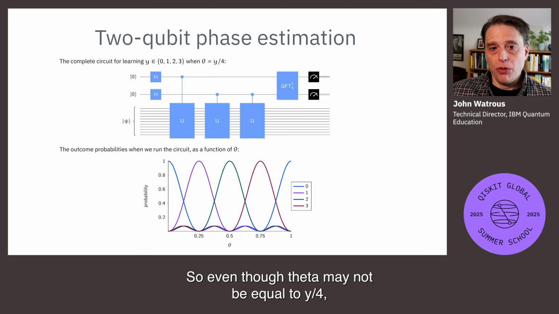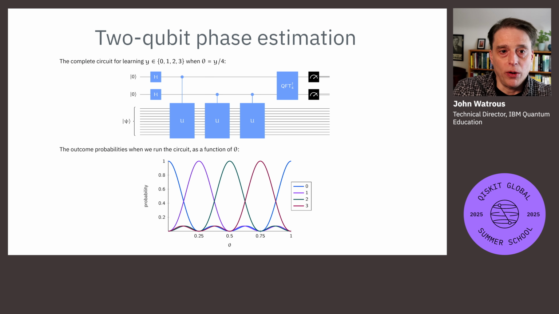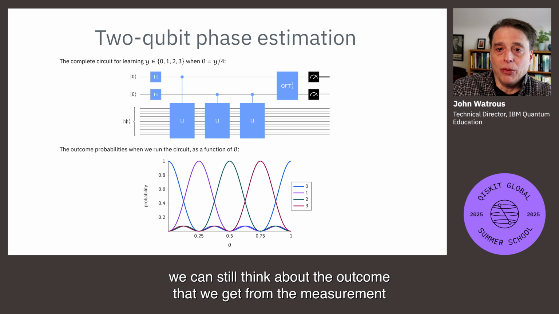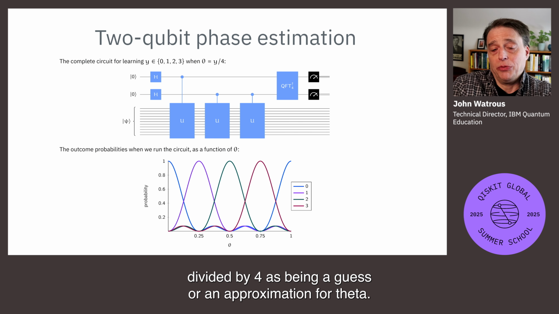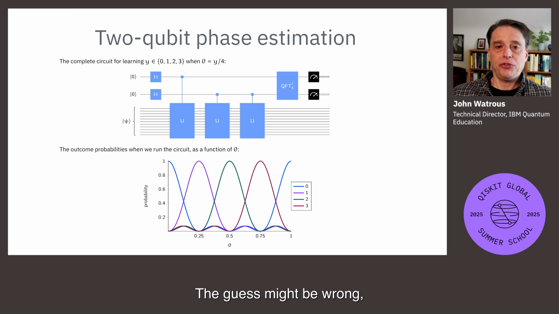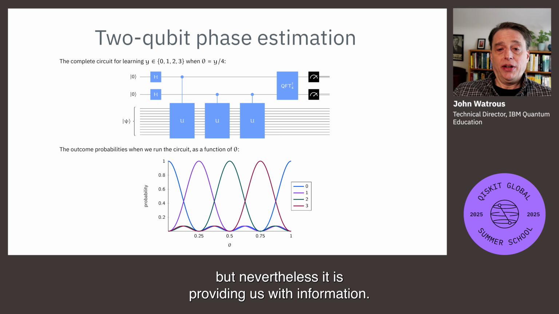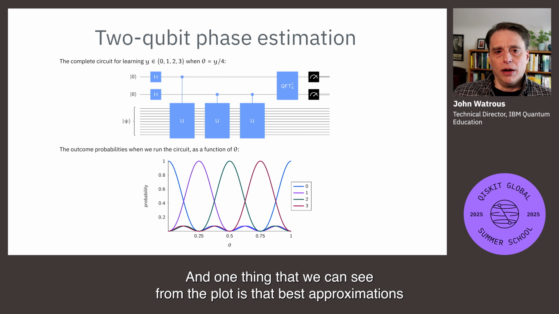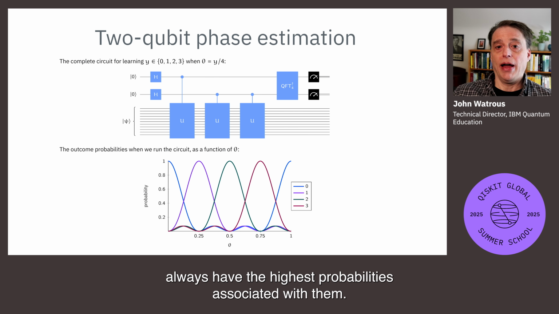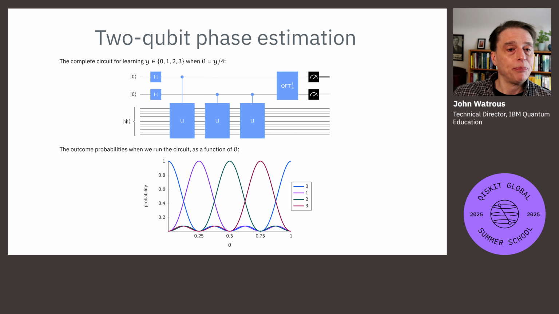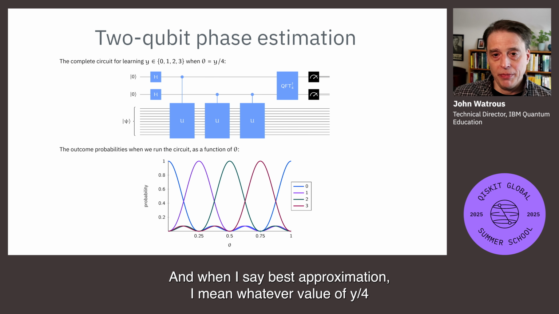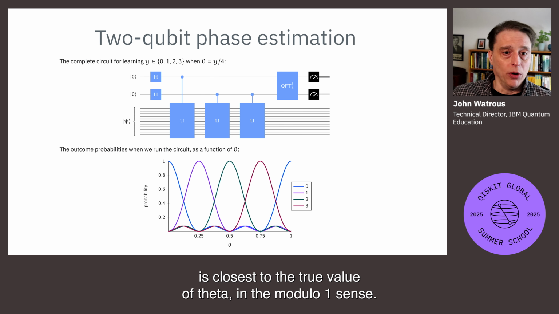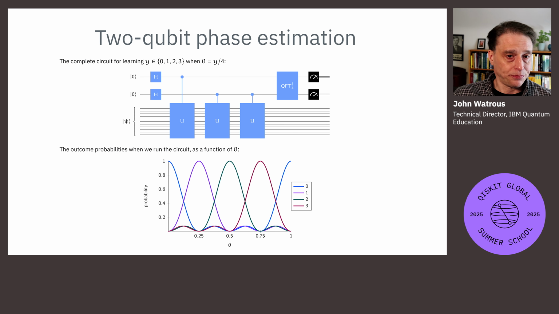So even though theta may not be equal to y/4, we can still think about the outcome that we get from the measurements divided by 4 as being a guess or an approximation for theta. The guess might be wrong, but nevertheless it is providing us with information. And one thing that we can see from the plot is that best approximations always have the highest probabilities associated with them. And when I say best approximation, I mean whatever value of y/4 is closest to the true value of theta in the modulo 1 sense.